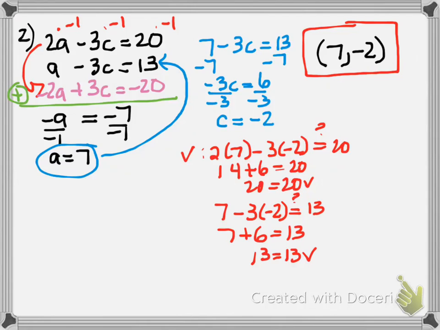All right, let's try another one. Now we're going to get into not so pretty ones. So we have 2x plus 3y equals 12. And we have x minus 4y equals negative 5.